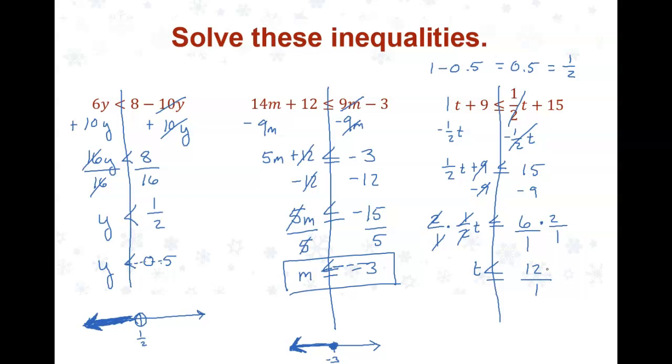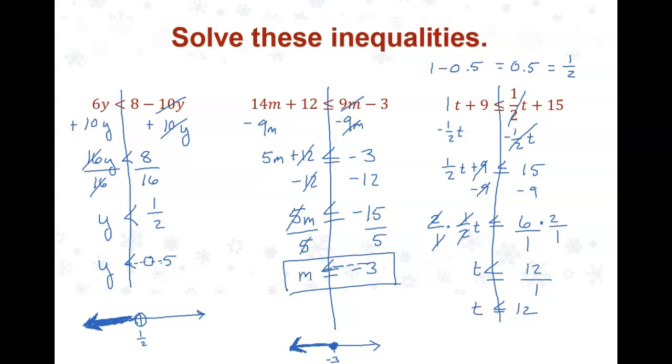So this is t is less than or equal to 12 over 1. 12 over 1 really is just 12, right? That simplifies to 12. So t is less than or equal to 12 is our answer on that one. That one was a little bit trickier because we had to deal with a fraction, but we were totally up to the task. We can totally deal with fractions.